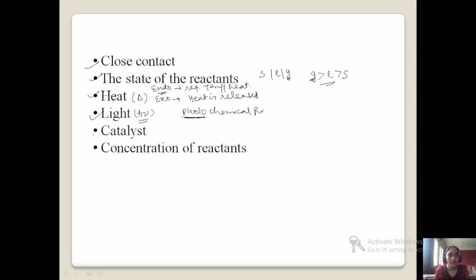And for catalyst, there are some reactions which only happen in the presence of a specific catalyst. Basically a catalyst will increase the rate of reaction, as it lowers the activation energy of the reaction. Next is the concentration of the reactant. Usually when we increase the concentration of the reactants, there will be more possibility of collisions. More collisions means more possibility of reaction. So there will be an increase in the rate of reaction when we increase the concentration of the reactants.